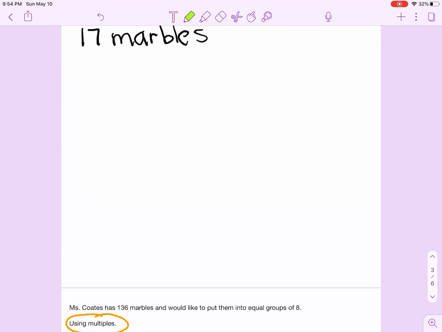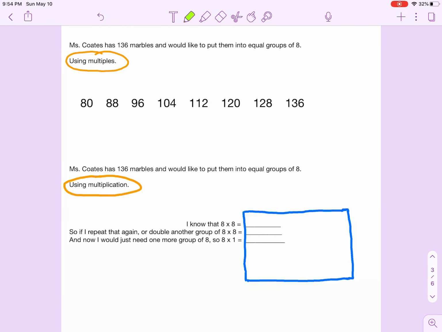Another strategy today that we're going to look at is called using multiples. And I'm going to combine that with yet another strategy called using multiplication, since you're going to see that these are quite similar. So let's look at the same problem again. Miss Coates has 136 marbles and would like to put them into equal groups of 8. So using multiples, and again, you have all worked on multiples this year and done very well.